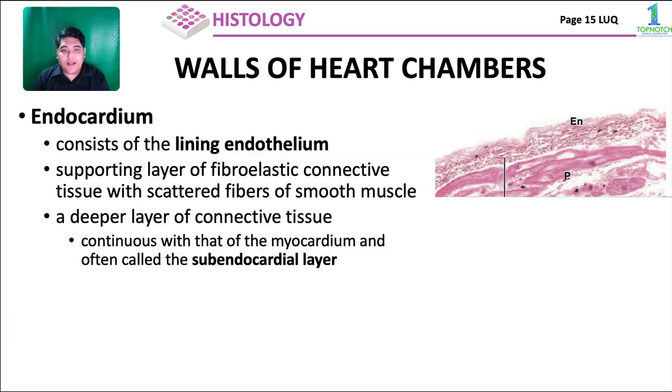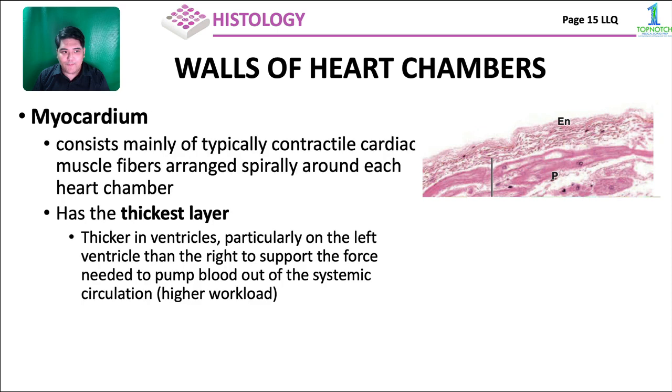Important histologically, dapat alam natin yung walls of the heart chambers, beginning with the endocardium. Your endocardium consists of the lining endothelium, okay? And it has a supporting layer of fibroelastic connective tissue with scattered smooth muscle. Now, a deeper layer of connective tissue here is what we call the subendocardial layer. It is continuous with that of the myocardium, okay? So this is your endocardium and this is your subendocardial layer. Later on, you'll appreciate that in the subendocardial layer is where some of the conducting system of the heart is located, like your Purkinje fibers.